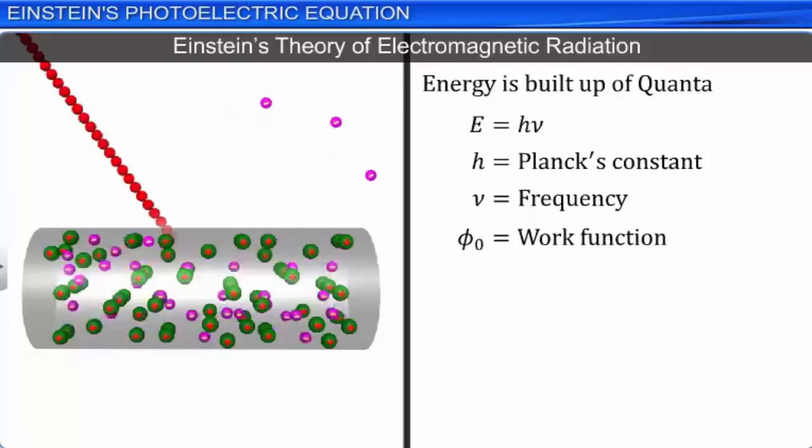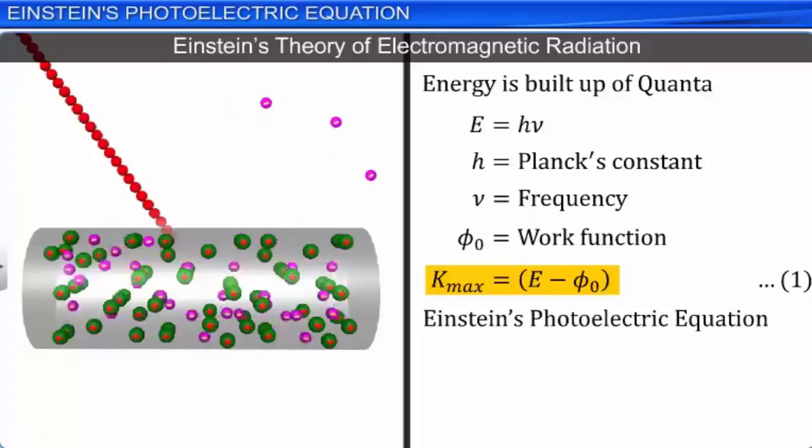If the energy absorbed by the electron is greater than the work function of the metal, phi naught, the electron is ejected with maximum kinetic energy Kmax equal to E minus phi naught, where E is the energy of the incident photon. Let this be equation 1. This equation is referred to as Einstein's photoelectric equation.